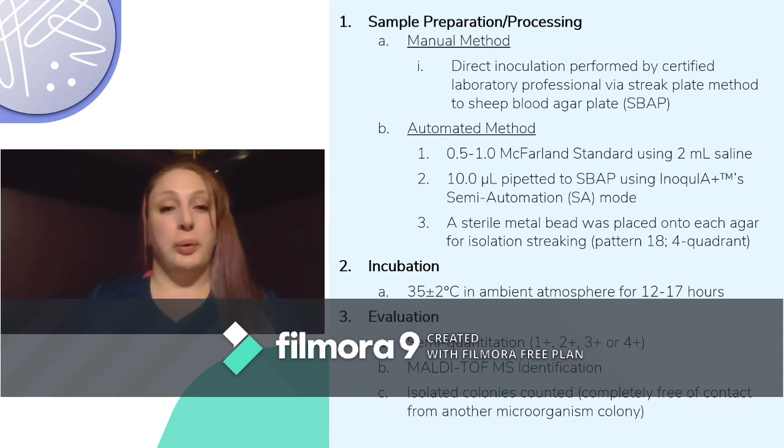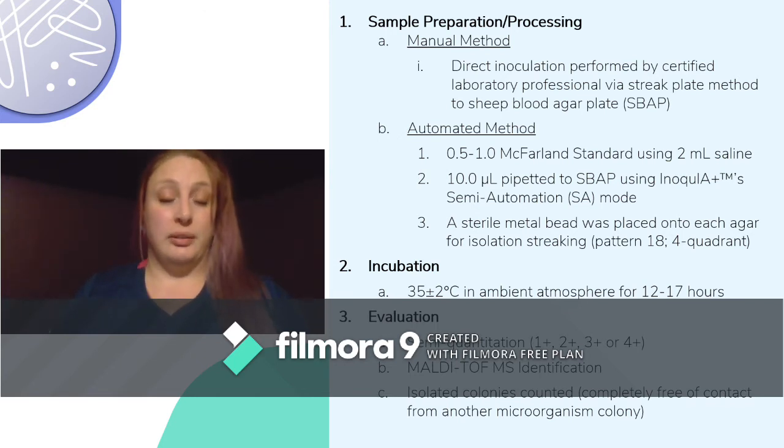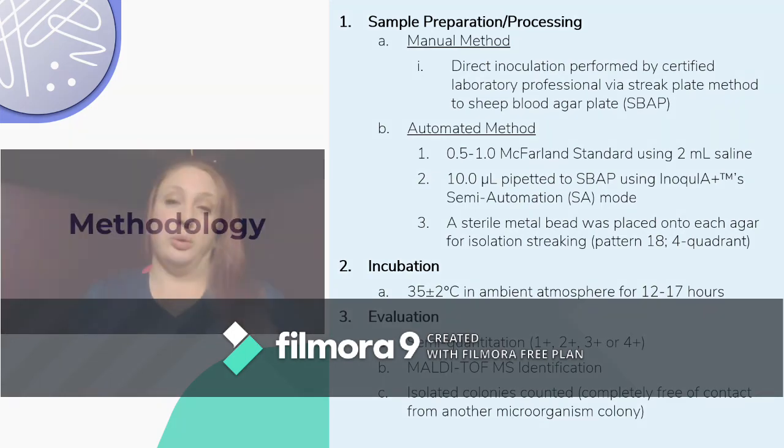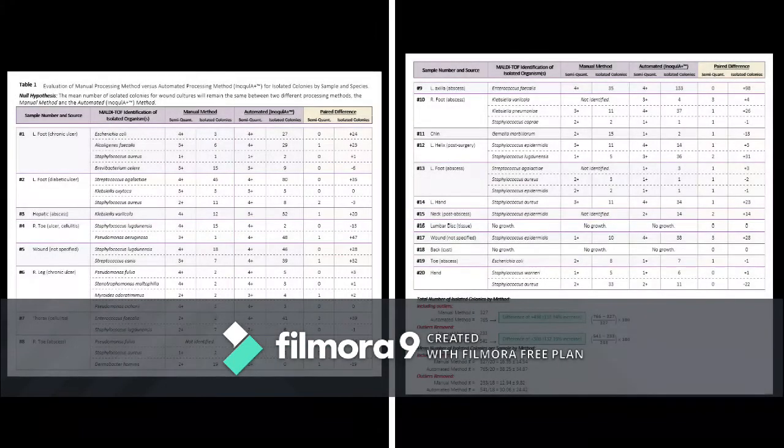Once I had pulled out my plates, I did my evaluation with semi-quantitation, the 1 plus, 2 plus, 3 plus, 4 plus. I also performed a MALDI-TOF MS mass spec identification for all the isolates. Then for those isolated colonies that I identified, I individually counted each one, and again, those were completely free of contact from any other microorganism colony.